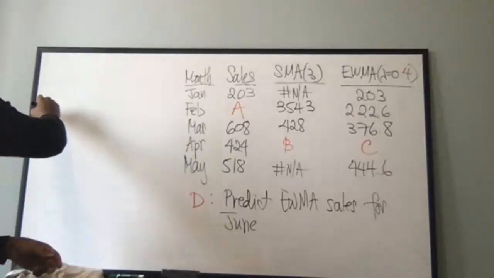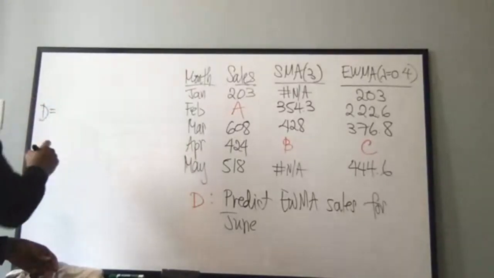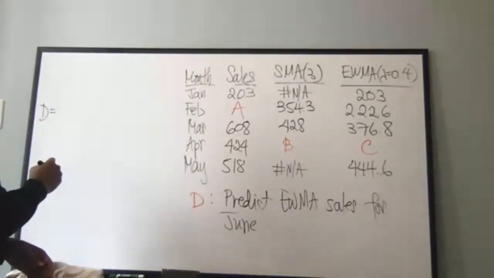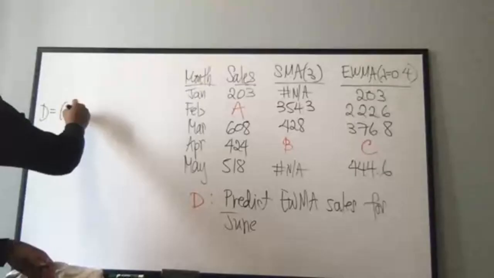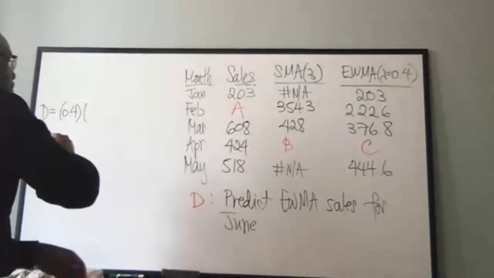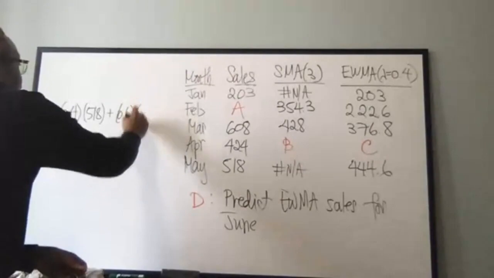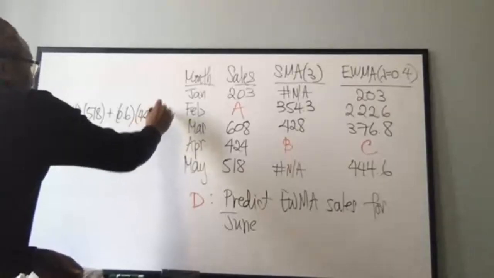Okay, very good. So check what to write. So D equals what now? How would you write it? Parentheses 0.4, and then the other parentheses 518, and then add it to 0.6 parentheses, and then the other parentheses, and then 444.6. Very good. Excellent.